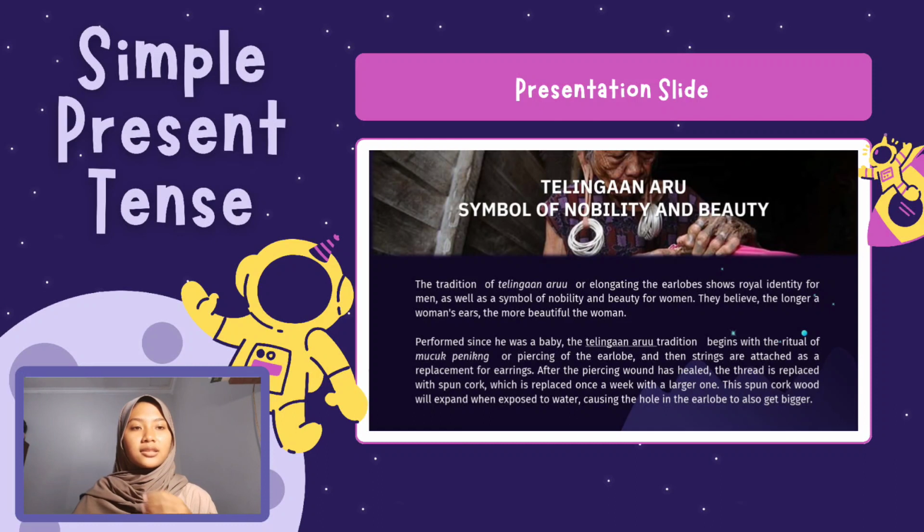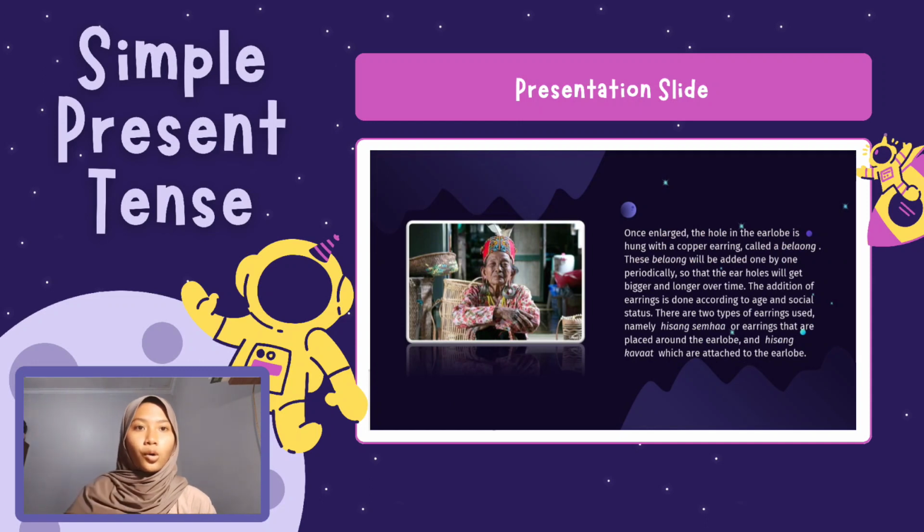After the piercing wound has healed, the thread is replaced with sponge cork, which is replaced once a week with a larger one. This cork wood will expand when exposed to water, causing the hole in the earlobe to also get bigger. Once enlarged, the hole in the earlobe is hung with a copper earring called a belaung.